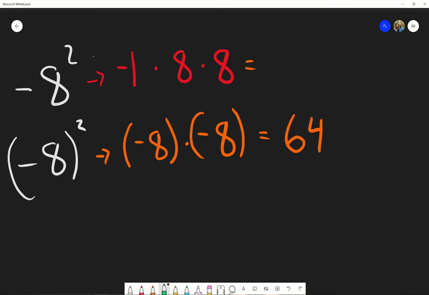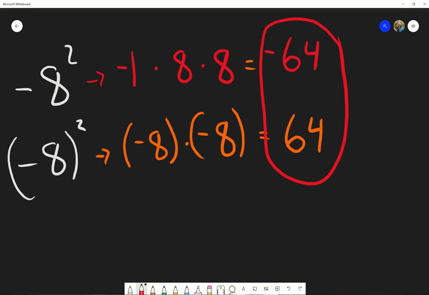Up on top, this would be negative 1 times 8. It's going to be negative 8. Negative 8 times 8 is going to be negative 64. So there's a difference. You got to make sure we write out our problems, because sometimes it might be positive and sometimes it might be negative. So we always got to make sure we're writing our problems out to the fullest of our abilities.